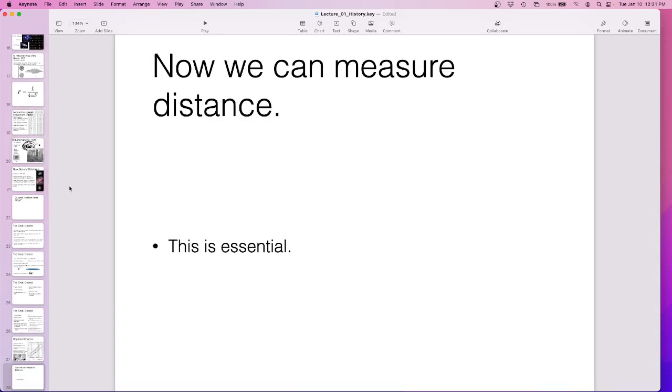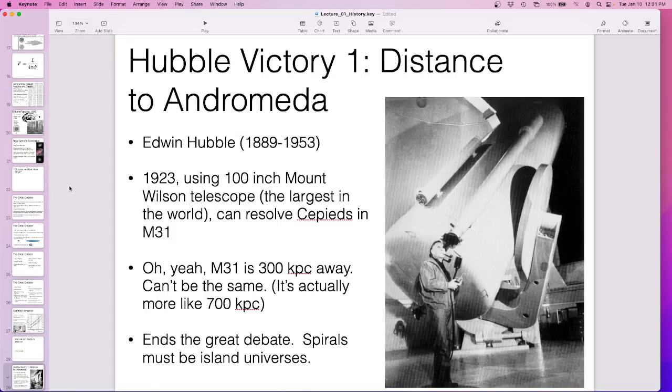Now we can measure distances. Now we can know how far away the thing is. So this is at Hubble. Let's see. This was the largest telescope in the world, the Mount Wilson 100-inch telescope. It could resolve Cepheid variables in M31. It was big enough that you could see the variable stars.